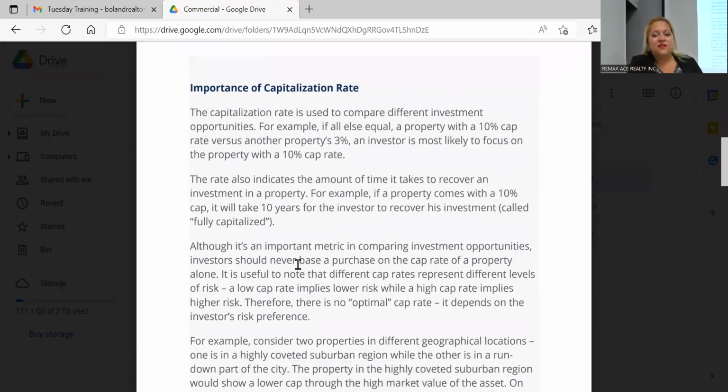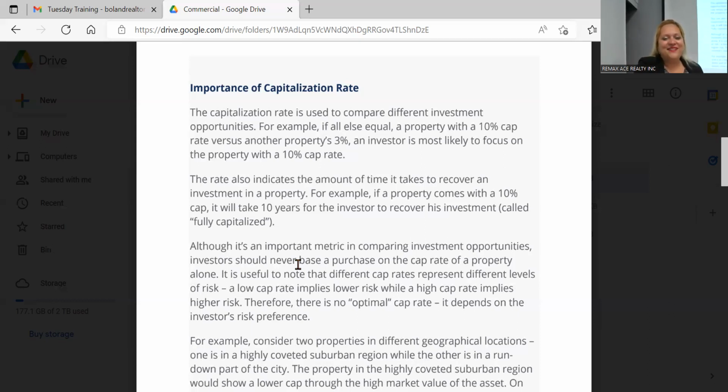It's used to compare different investment opportunities. So for example, all else equal, with a property with a 10% cap rate versus a property with 3%, an investor is most likely to focus on the property with a 10% cap rate. A 10% cap rate is awesome. I haven't sold one with 10%. I haven't seen it, you know what I mean? Usually my clients are excited if I'm getting them a 6%, but we'll see.